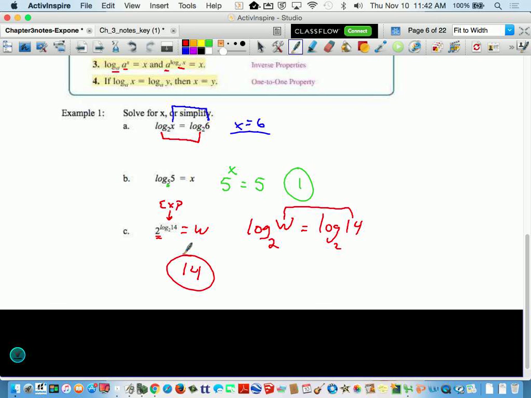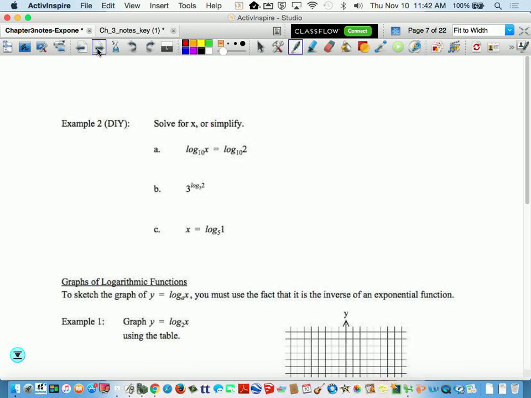What's the property? Number 3, the chunga property. You're taking a base 2 exponential, raising it to a base 2 logarithm, it'll undo itself, and you'll be left with 14. So take a look at some of these properties, see if you can get the answer.